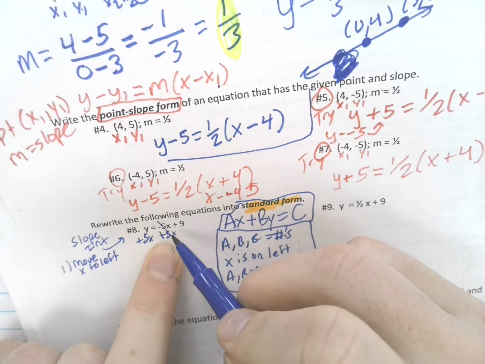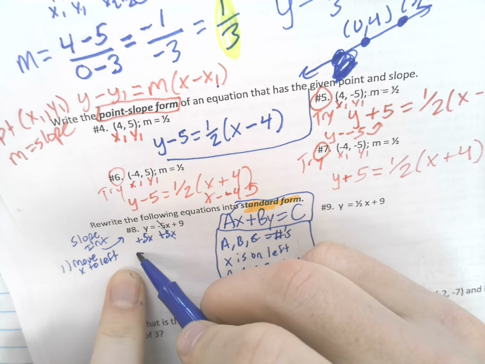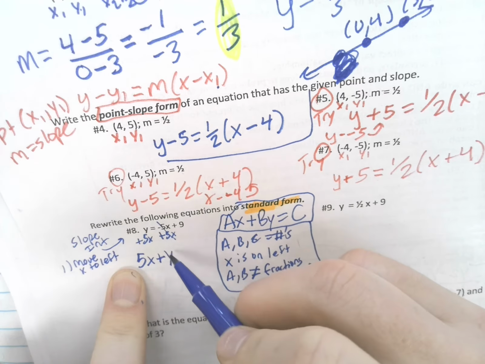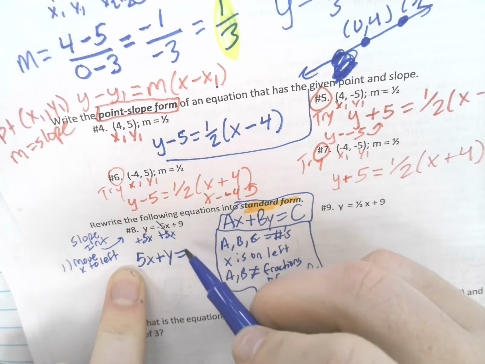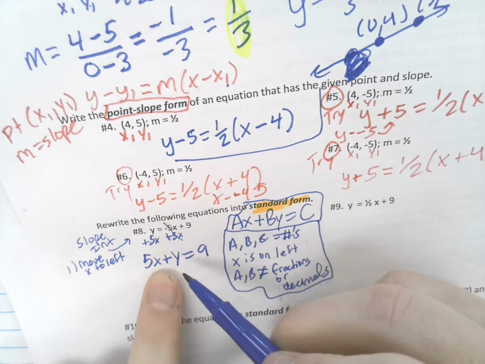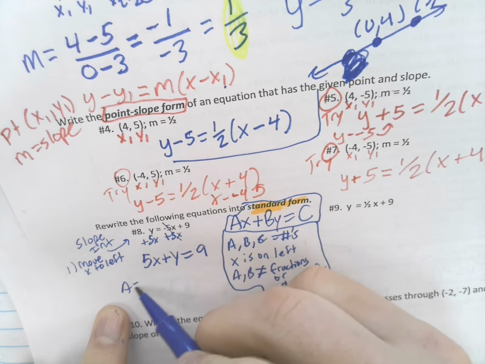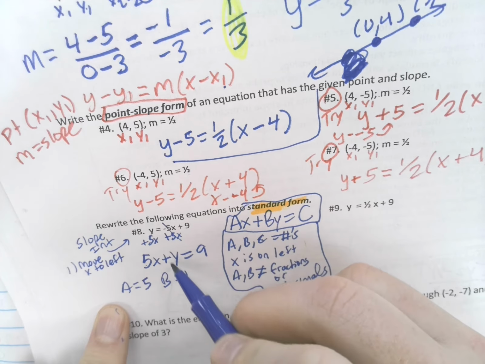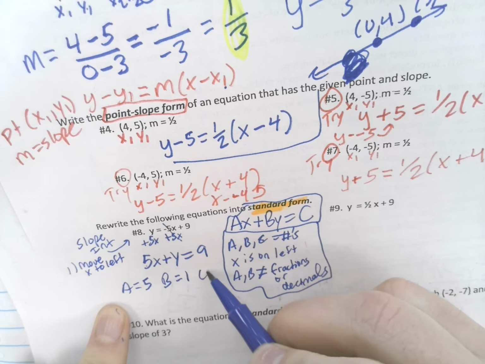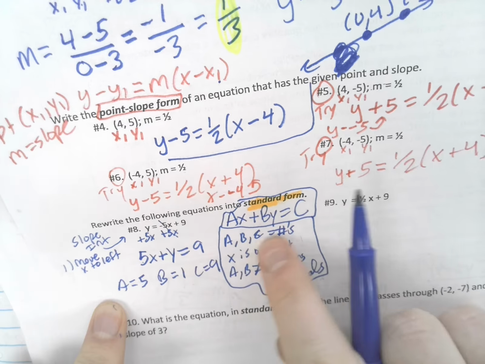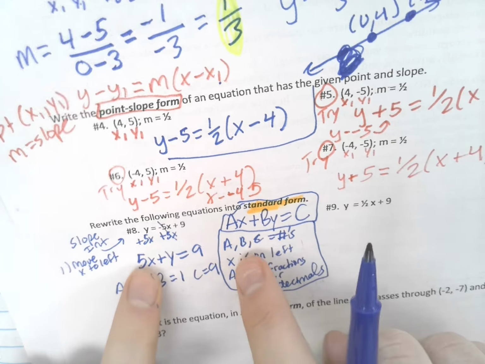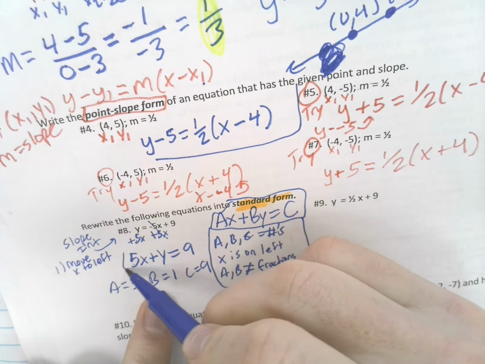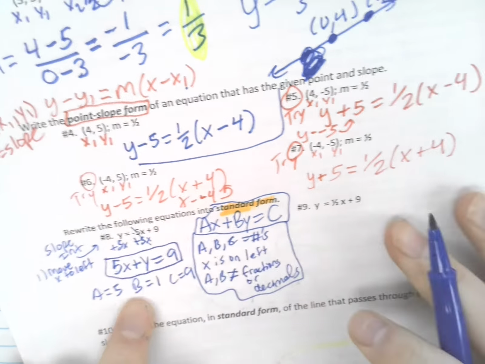So that cancels that out. You add 5x over, it goes out front. 5x plus, because that's a positive, y equals, the only thing left on the right side is 9. And check it out. A is 5. B, we don't see a number there. We assume there's a 1. Y equals, C is 9. A, B, and C are really numbers. X is on the left. A and B are not fractions or decimals. Yep. So you got it, guys.